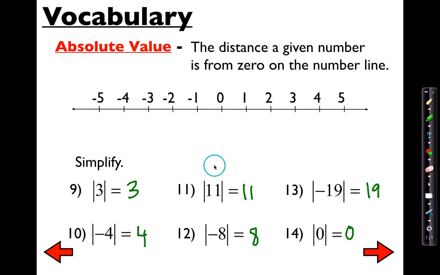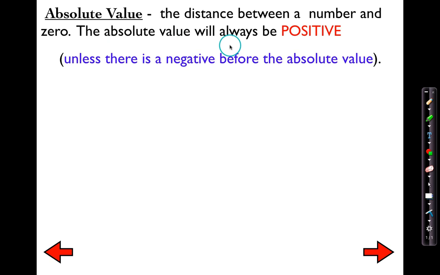And hopefully you understand distance can't be negative. For example, if I walk backwards 3 steps, I technically took 3 steps. I didn't take negative 3 steps. So it's important to understand when we're looking at the absolute value, we're thinking of the distance from 0. So once again, the absolute value will always be positive, with the exception of a negative before the absolute value.